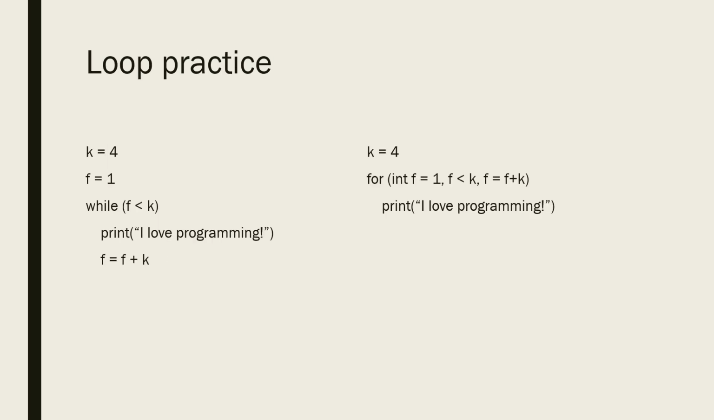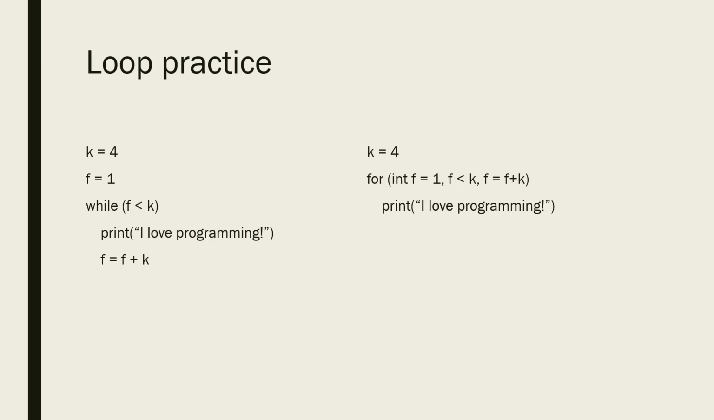If we have some loop practice here, the first type of loop I showed you, let's say k is equal to 4 and f is equal to 1. While f is less than k, let's print I love programming, and then we'll say f is going to be equal to f plus k. We can look at a for loop, and depending on the language used, the for loop will look different. However, this is one example or one type of a for loop. It's just written differently, but it often can do the same thing.